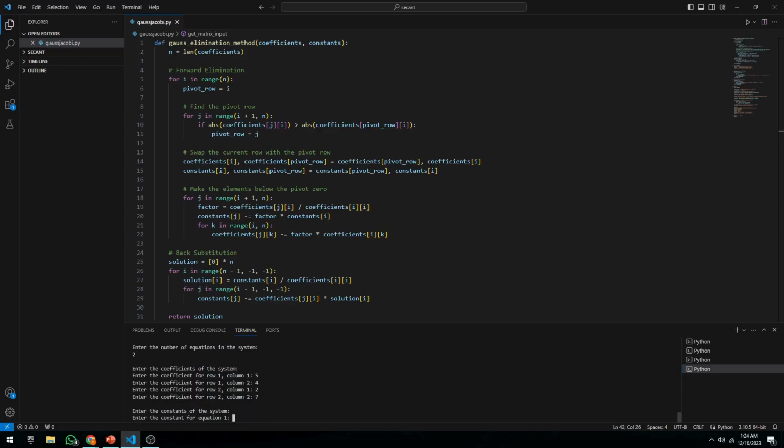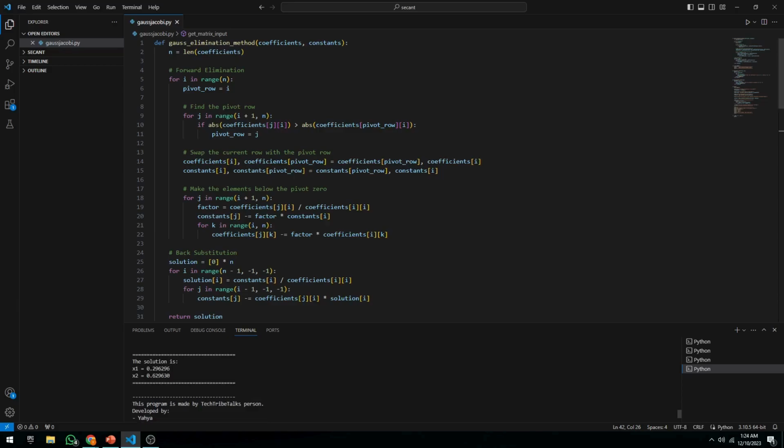And then it will ask us the constants of the system, with which the equation is equal to the answer, that is after solving the equation. So for example, let's write 4 5. So we will get the values of x1 and x2, that is 0.2 and 0.62.